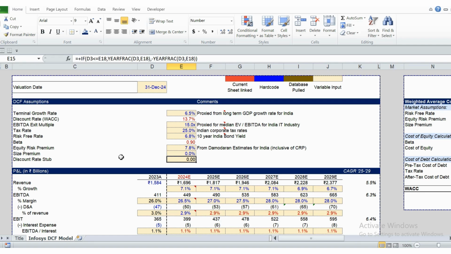So this is basically to adjust for the deal closure date. Yes, so the discount rate stub here is dependent upon the deal closure date. Right now all these years in the P&L are based on the calendar year ending, December 24, 25 and so on. So if right now we are standing in October 2024 and the deal closes before the end of 2024, then I need some factor to adjust my discount rate.